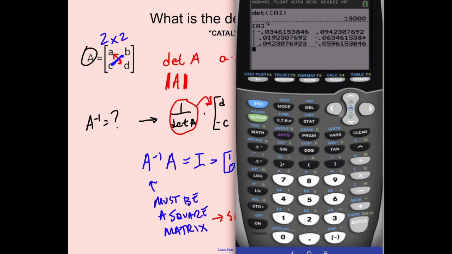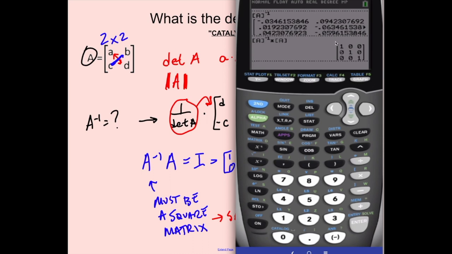If I wanted to prove that it's the inverse, I can say, okay, this times matrix A should give me the identity. And you see here, I get the identity. See, I get a diagonal row of 1s.